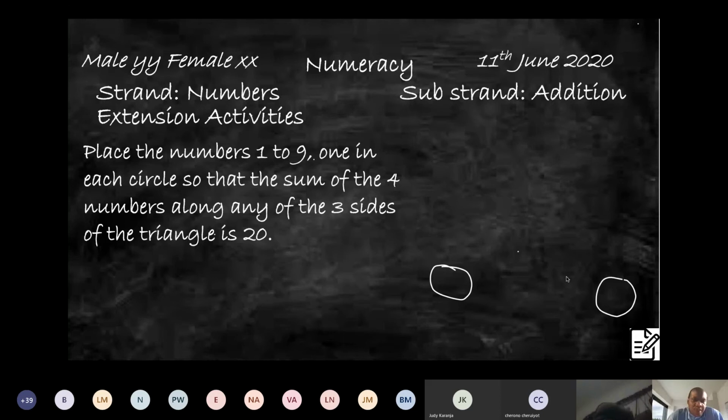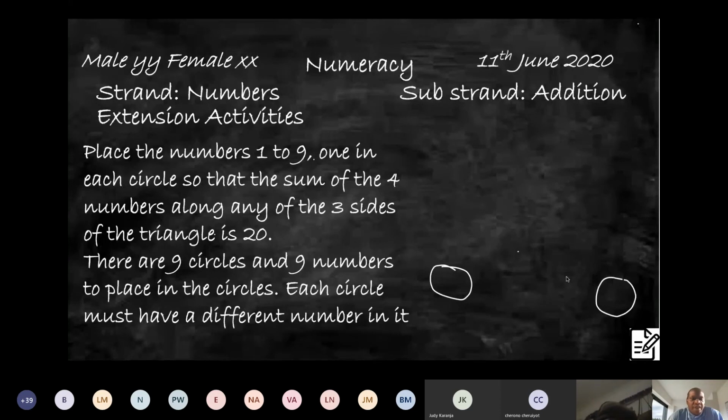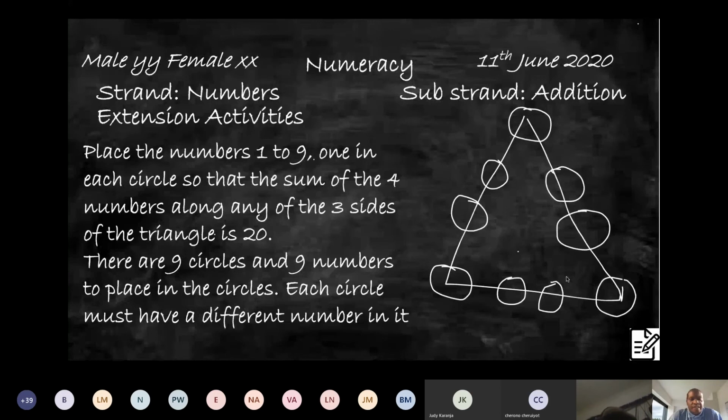Place the numbers 1 to 9, one in each circle, so that the sum of the 4 numbers along the 3 sides of the triangle is 20. There are 9 circles and 9 numbers. So this is our home fun. We'll do it after the class.